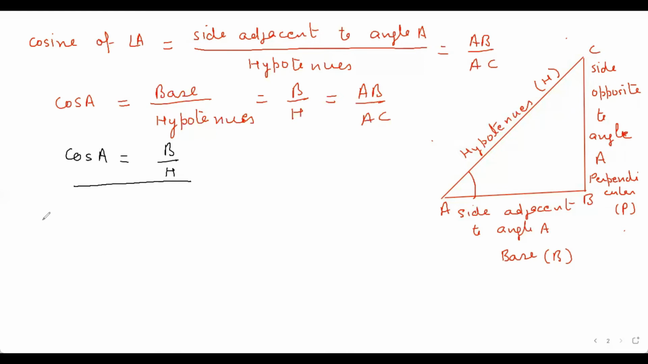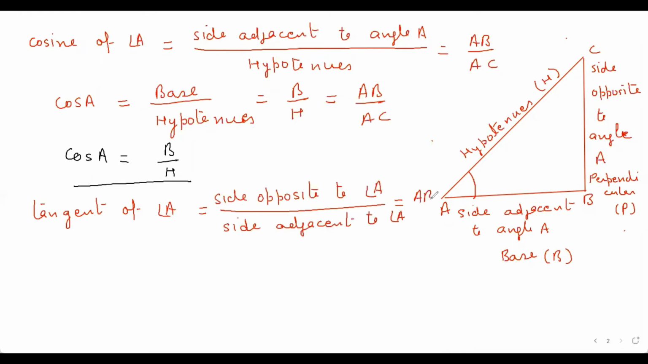Now I am going to write tangent of angle A. That is equal to side opposite to angle A upon side adjacent to angle A, that is BC by AB. Tangent, T-A-N-G-E-N-T, tangent of angle A is side opposite to angle A upon side adjacent to angle A. In abbreviation, we write it as tan A.